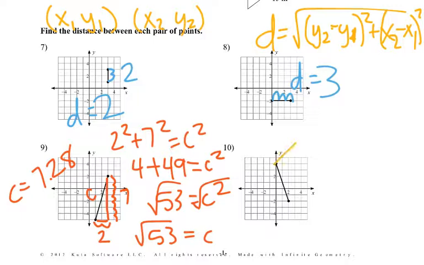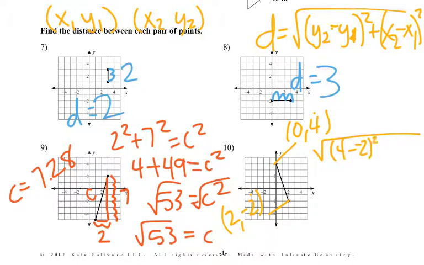So I find those points, so that would be (0, 4). This one would be (2, -2). And then we plug it into the formula. So I go the square root of a y value 4 minus another y value negative 2, squared, plus an x value 0 minus another x value 2, squared.